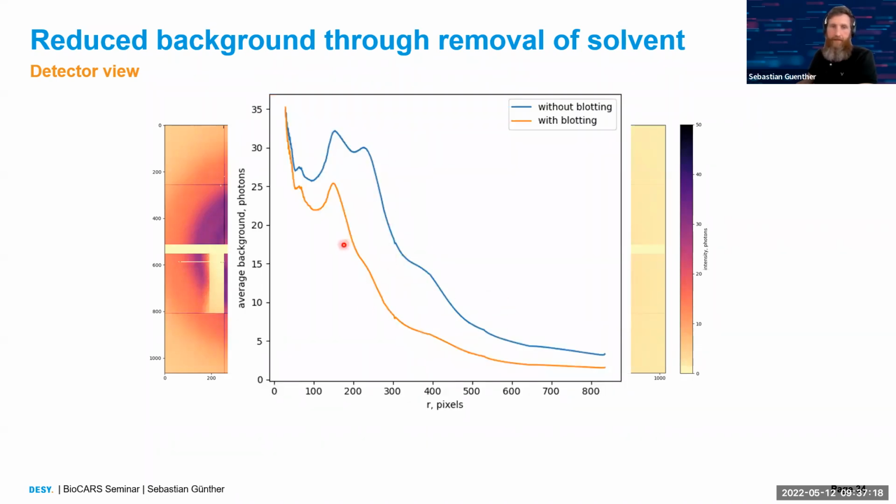If you quantify it or radially average it, you can clearly see the much lower background here. So if you have any weakly deflecting signals in this area, they would be covered by the background, whereas you can nicely see them now with the blotted tape.